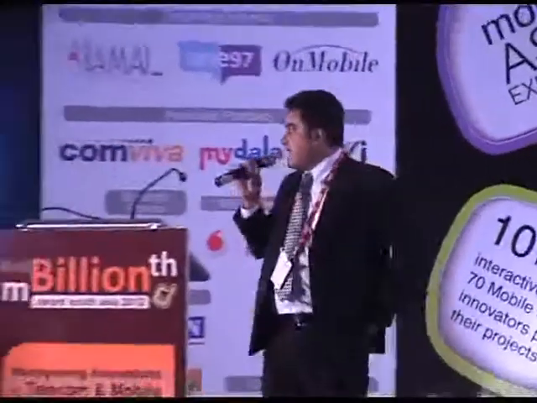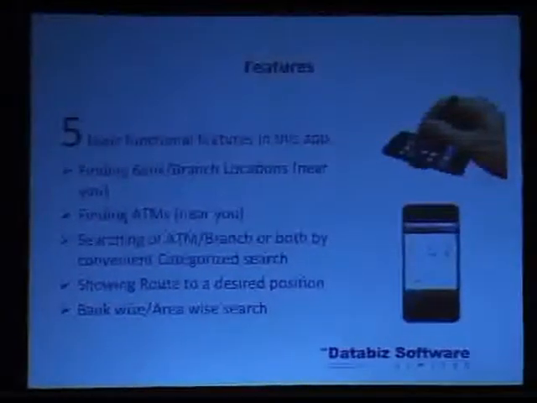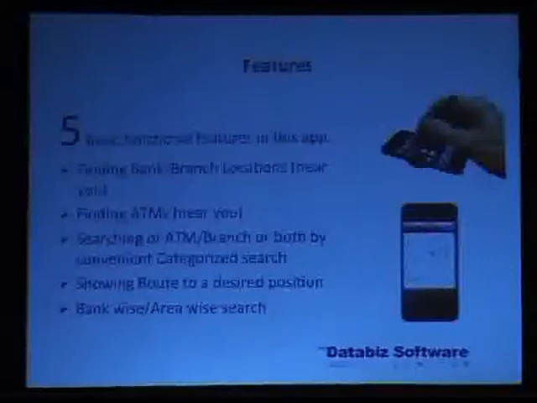Can we go to the next slide, please? It basically has 5 features. If we summarize the features, the first is finding bank branches' location nearby you. Whenever you open this app, it will show you all the branches or banks or ATMs nearby you, and on the main screen of the app, you will get 3 options. I'm coming to that screen, that you can categorize the location in a convenient way. The second feature is finding ATMs nearby you. Third is the searching of ATM, branches or both by convenient categorized search.